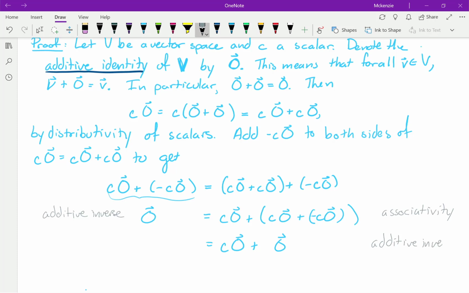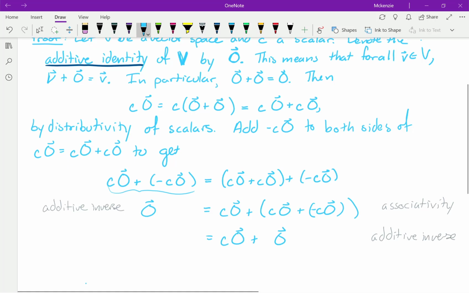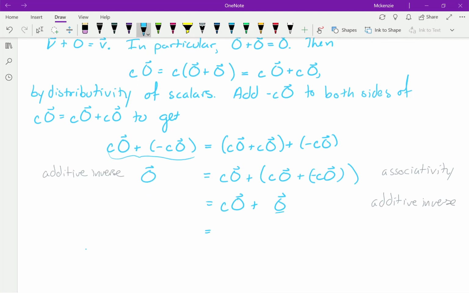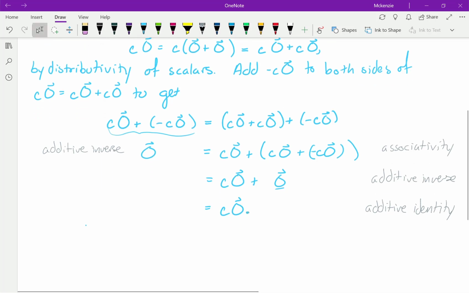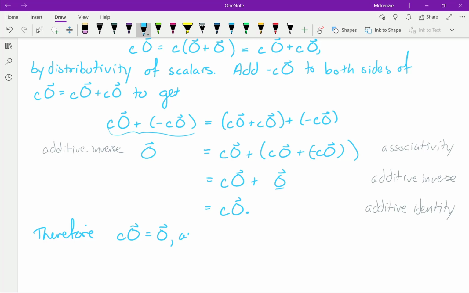And then lastly, we've just added the zero vector to something, so again we get to use the property of the zero vector being the additive identity. Alright, so let's put the blue period there. Therefore C times the zero vector is just the zero vector, as desired. And we're done with our proof.